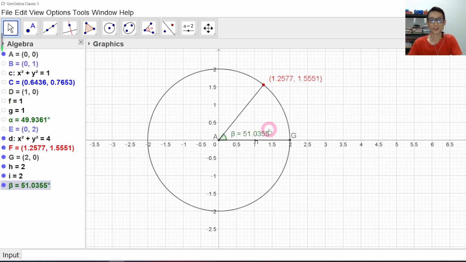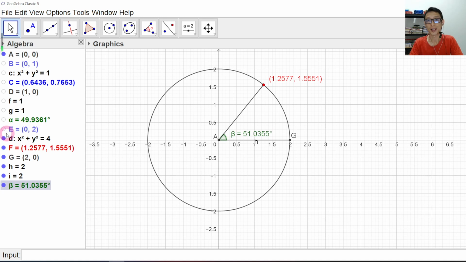If I ask you, what is the value of sine 51.04? Can you say that sine 51.04 is equal to the y coordinate, which is equal to 1.5551? Is this correct? No, this is not correct. Why? Because this is not a unit circle. The radius here is not equal to 1 unit. Therefore, you cannot use the method that I told you just now.